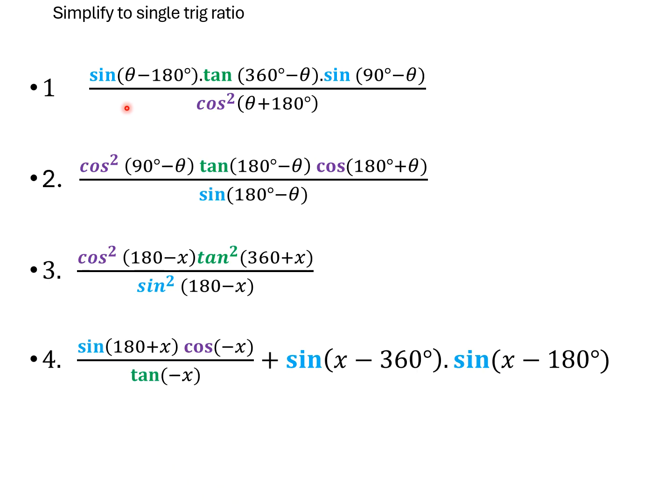So there I've given you 5 problems. You can pause here, write it down, try to solve it and see how you fare. But there we have sine theta minus 180, tan 360 minus theta, sine 90 minus theta divided by cos squared theta plus 180. Number 2, cos squared 90 minus theta, tan 180 minus theta, cos 180 plus theta. The rest I assume you can read. So I'm going to be solving these 4 problems and going through it so you can see how well you understand the 8 videos on reduction and whether you can solve these problems.